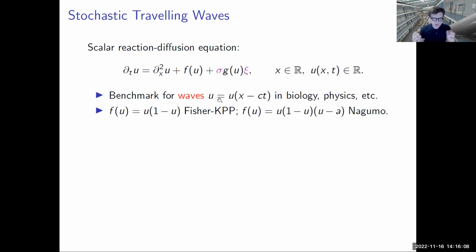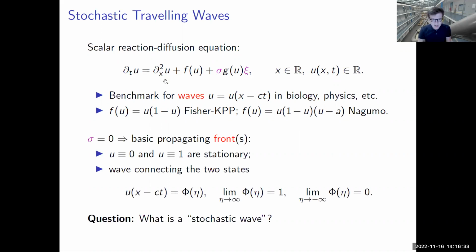Well, I'm preaching to the choir, I guess, here. So a wave is just a solution U that has a profile in x and that gets translated at a fixed speed c in time. And for the Fisher-KPP equation and for the Nagumo equation, this is relatively well studied. It's very well understood in the deterministic case for sigma equal to 0, what these waves are when you're in the scalar setting of the real line. You know that they are basic propagating fronts.